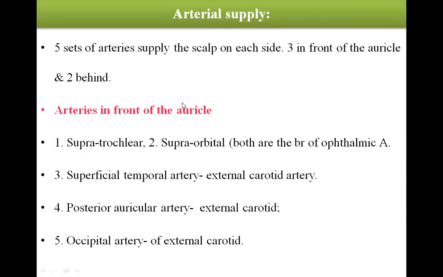Coming to the arterial supply of the scalp, 5 sets of arteries supply the scalp on each side, 3 in front of the auricle and 2 behind the auricle. Arteries in front of the auricle are the supratrochlear and supraorbital, both branches from the ophthalmic artery, and the superficial temporal artery. Behind are the posterior auricular artery and the occipital artery. These are branches from the external carotid artery.